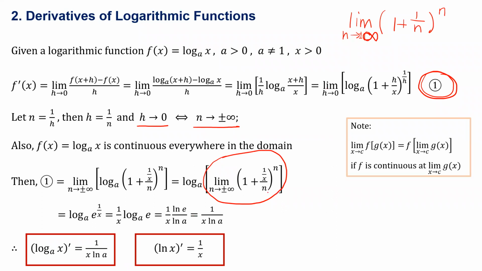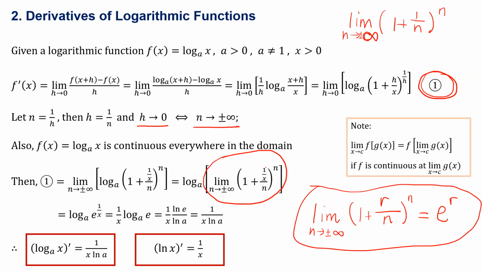This limit is actually e to the power of 1 over x, right? Remember that we have proved the limit of 1 plus something, let's call it r, over n to the power of n as n approaches either negative infinity or positive infinity. This should equal e to the power of r, right? We have already proved this. So now here the r is 1 over x. So this limit should equal e to the power of 1 over x, right?